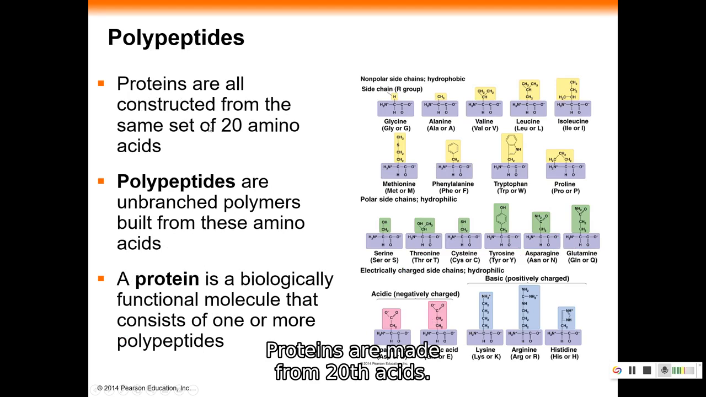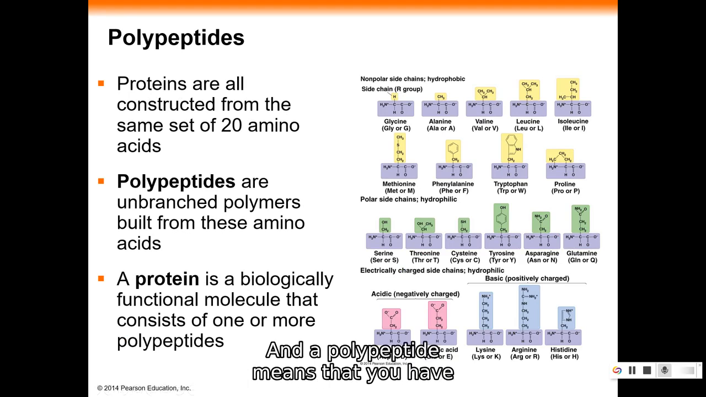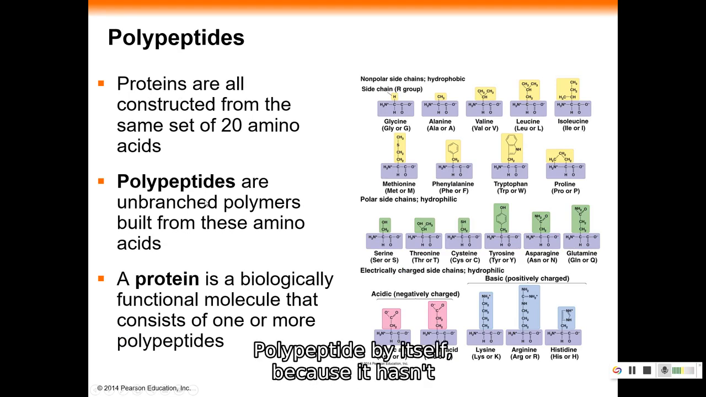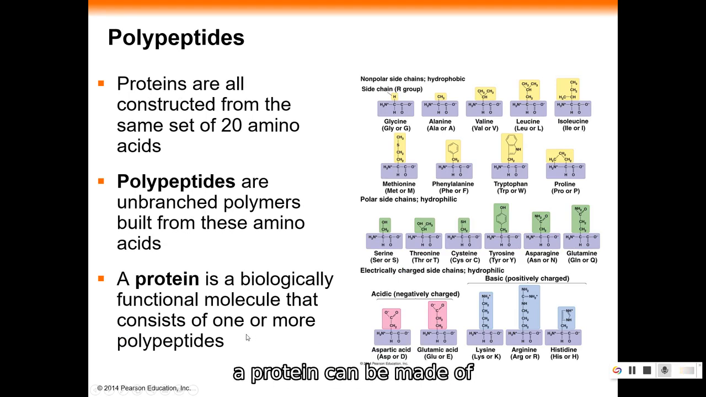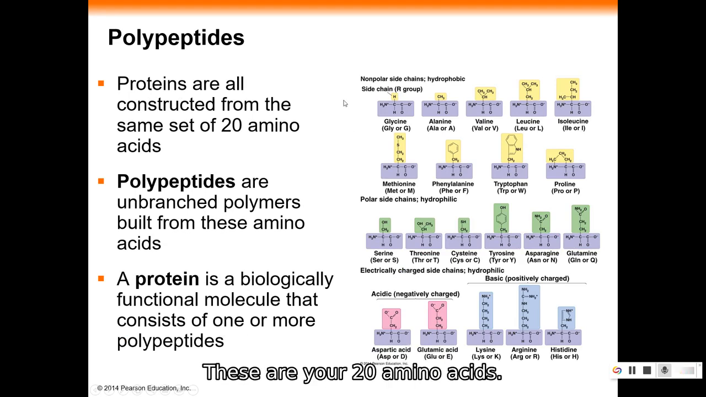Proteins are made from 20 amino acids. Amino acids are the building block or the monomer of proteins. And a polypeptide means that you have several amino acids joined together. A protein is going to be a biologically active polypeptide. So a polypeptide by itself, because it hasn't yet been folded up, isn't quite active, but a protein is. A protein can be made of one polypeptide or more than one of them.